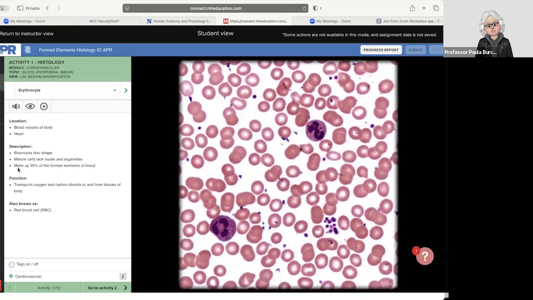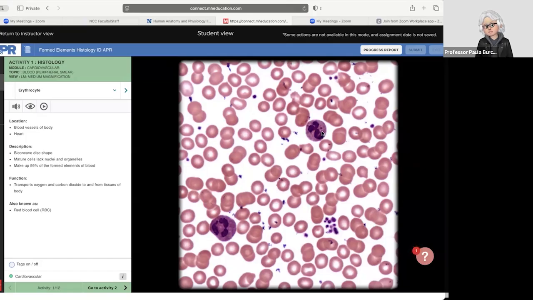If I read this, it tells me that erythrocytes make up about 99% of all the formed elements. So when you're looking at a blood smear, if it's a normal smear, most of what you're going to see of the formed elements are going to be erythrocytes or red blood cells. And you can see that's kind of true.